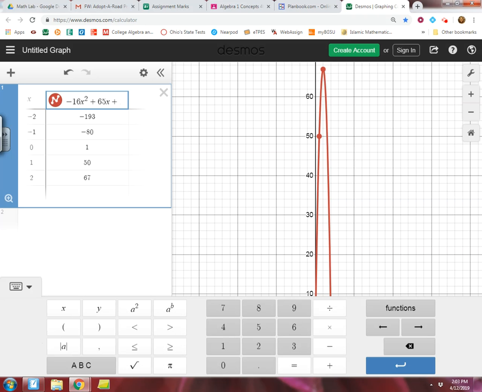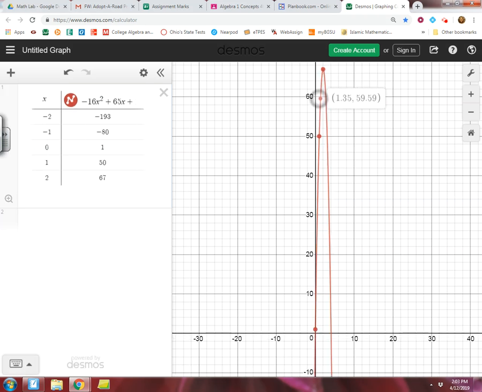Well, right there is where the y is 60, correct? So if I was going to estimate this, what would I say? Well, I only want one decimal place. 1.4. Is everybody okay with that?